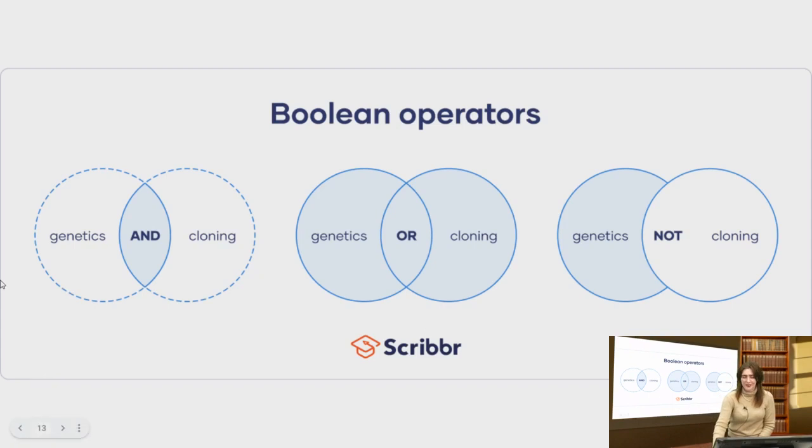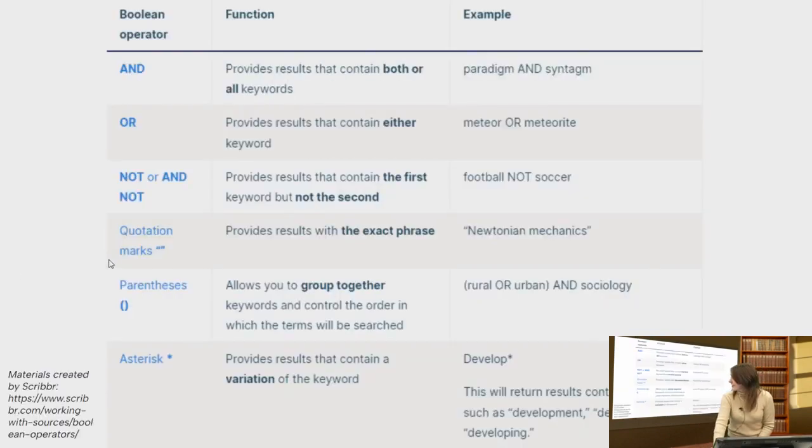There are several operators that you can use to make your search very specific and, again, to manipulate the kinds of results you get to see. What we're seeing here is and, or, and not. We looked at those really quickly. So here their examples are football, not soccer, right? Quotation marks provide results with the exact phrase.